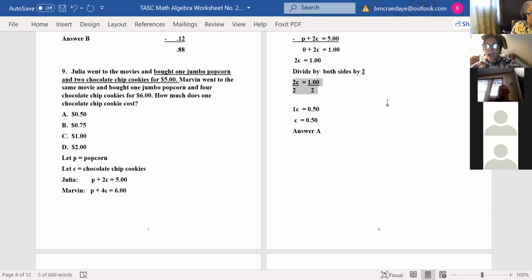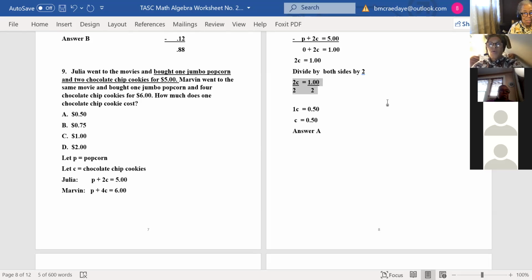All right. So Marvin bought four chocolate chips. That would be $2, right? And he spent $6, and $2 from $6, that's $4. So you see, it's correct. Either way you go, you get $4 for the popcorn. So you could check it. You could plug in your 50 cents, see what the popcorn costs. It should cost the same whether Julia bought it or Marvin bought it.